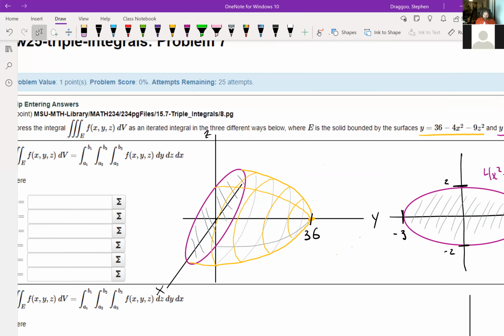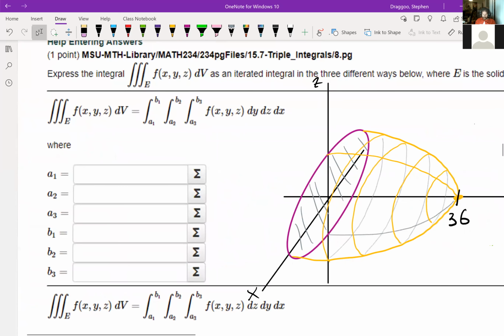So if we're going to do y first over here, which is what that first thing is going to ask us to do, fortunately, I think y first is going to be the easy one because we already have both of our two surfaces expressed as y equals something. Since we're doing y first, our left bound is the bottom and our right bound is the top. So our left bound ought to be 0, while our right bound is 36 minus 4x squared minus 9z squared. Wait, that is exactly what we were given as our initial setup. y equals 0, y equals 36 minus 4x squared minus 9z squared.